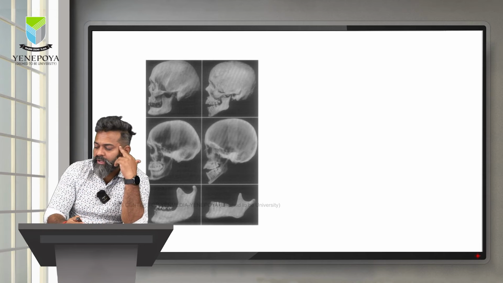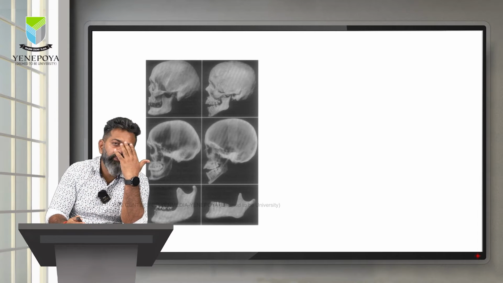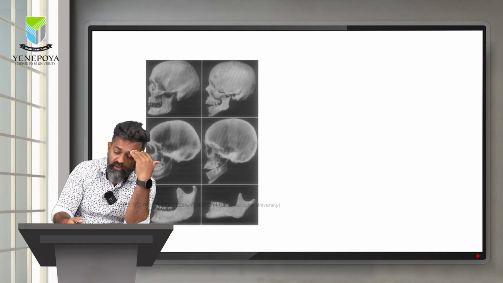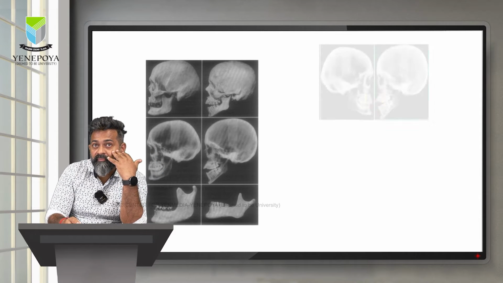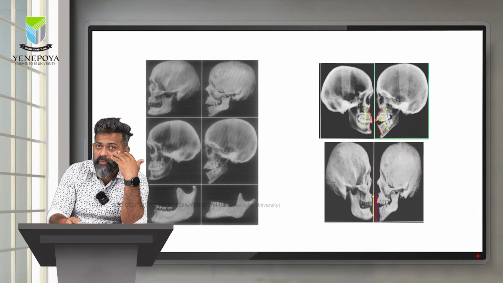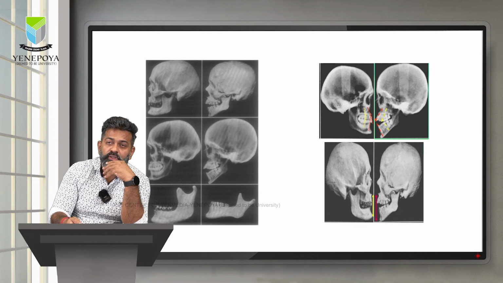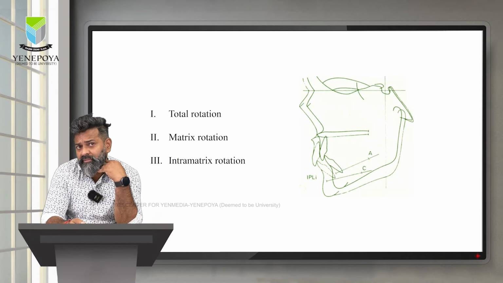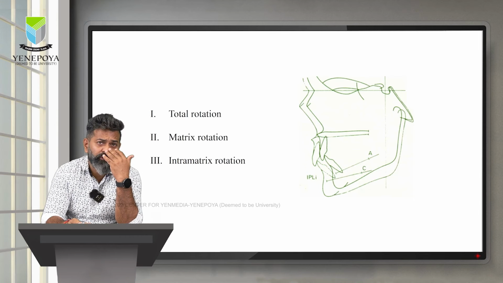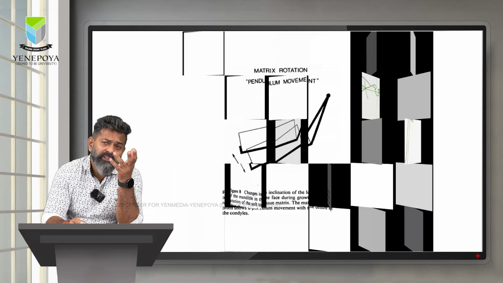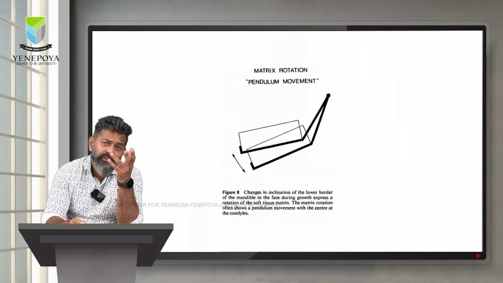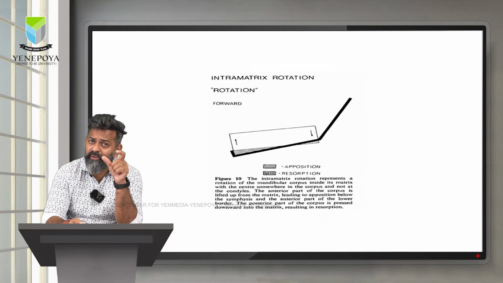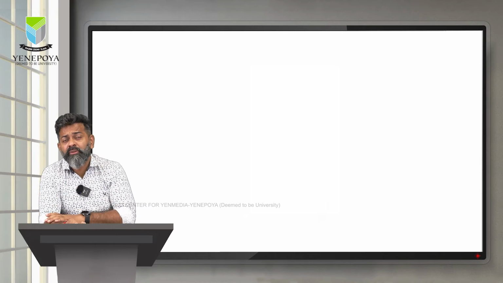Now, these diagrams tell us about structural signs of mandibular growth rotation, one with the basal deep bite, another with the basal open bite. With this we will come to know the direction of the rotation of the jaws in different patterns. Now, Björk said there are total rotation, matrix rotation and intramatrix rotation. Matrix rotation is where growth is happening around the condyle, and intramatrix rotation is where growth is happening around the corpus of the mandible.